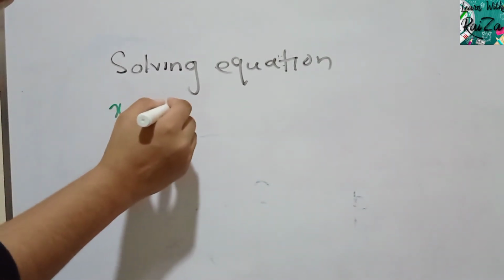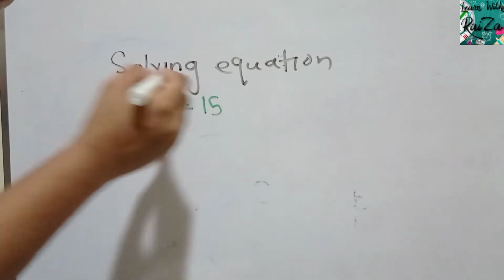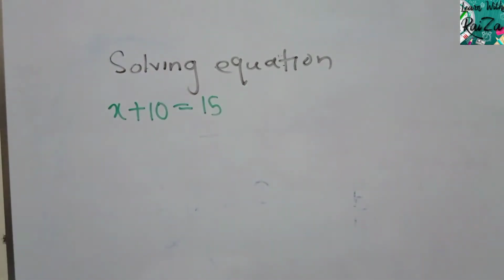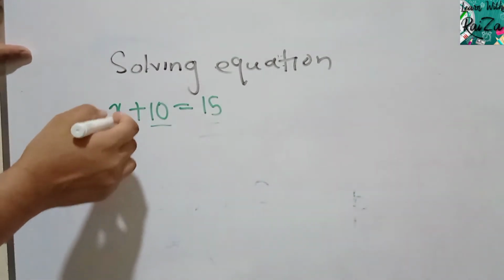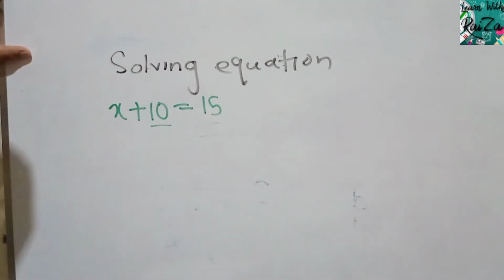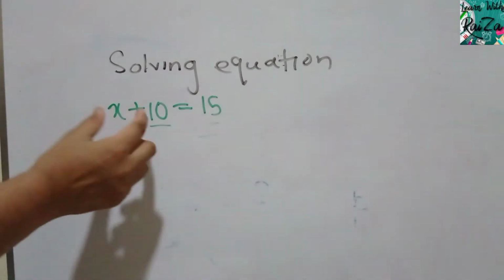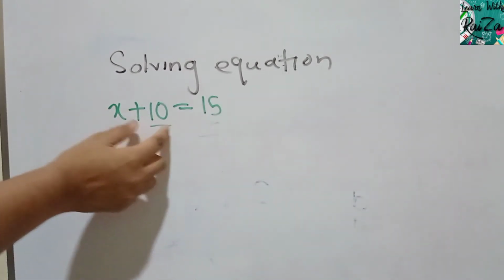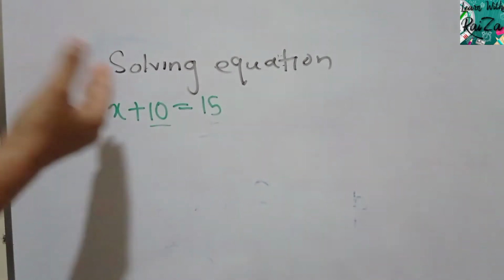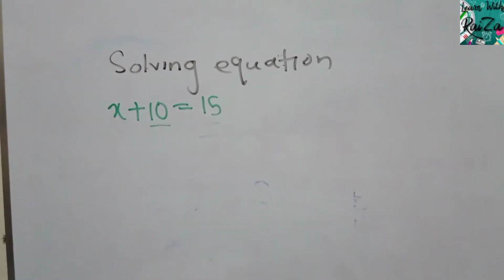X plus 10 is equal to 50. Now you might have learned like terms and unlike terms. You can see here 10 and 50 are numbers, so I consider them as being in the same family. What we can do here is isolate x. To isolate x, the only barrier we have is plus 10, so we have to remove that. If we remove it, automatically x becomes isolated.